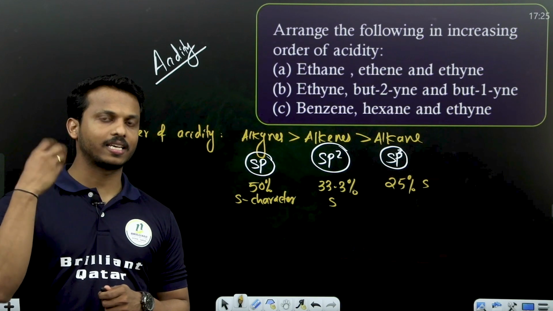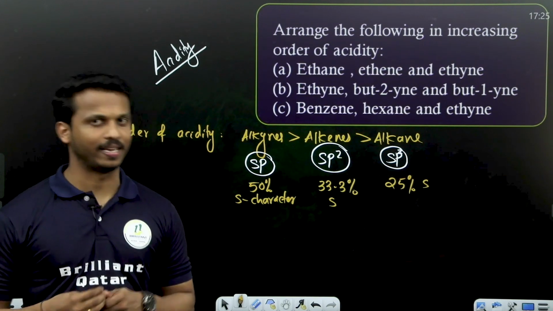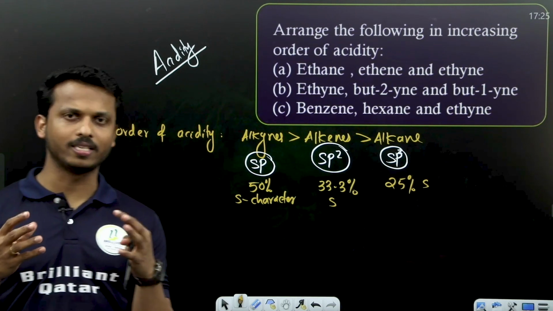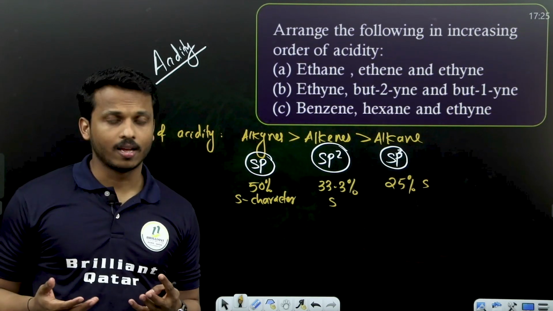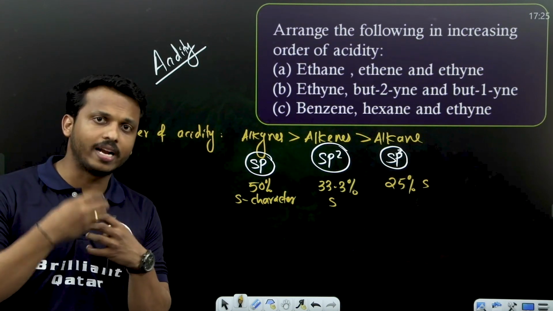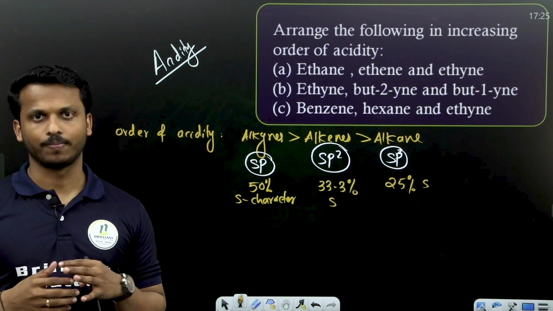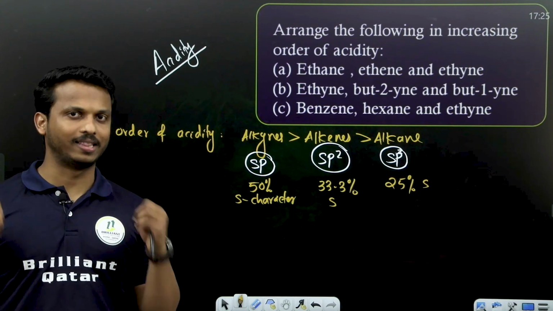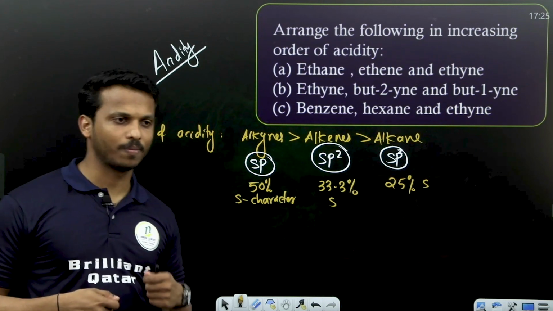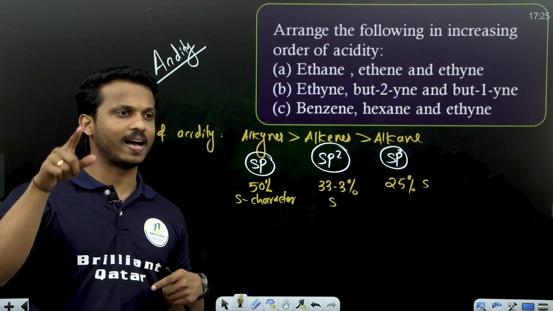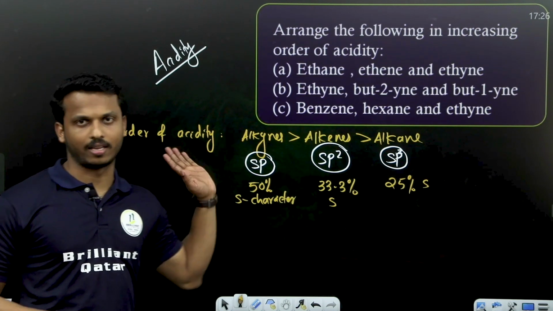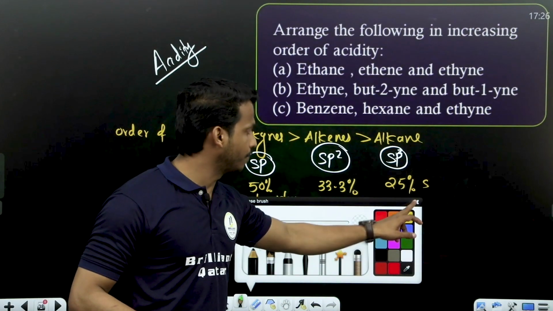So can you say how S character is related to acidity? As S character increases, acidity increases. I'm not going into detail. Actually, the point is, the higher the S character, the higher the electronegativity of the carbon, so it can leave the hydrogen faster. It is more acidic. Generally, we can recall it like this: higher the S character, higher the acidity. Clear all? Okay. So generally alkynes most, then alkene, then alkane. Clear? Let's go for the question.